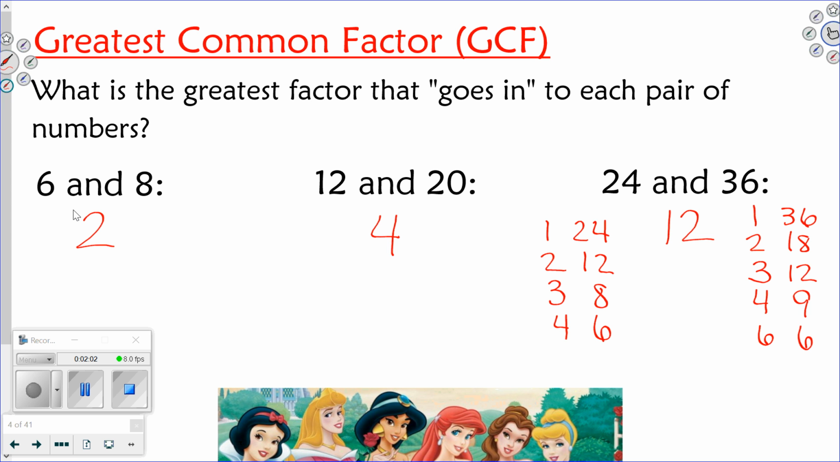So if I'm looking at my 2 lists, what's the biggest number in both lists? It's 12. So we know it's 12. Okay, it's not a fast, easy way to do that, but it is an option if you struggle with knowing what the factors are.